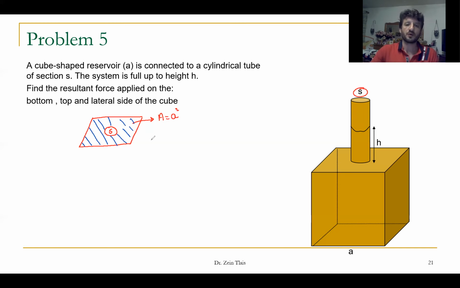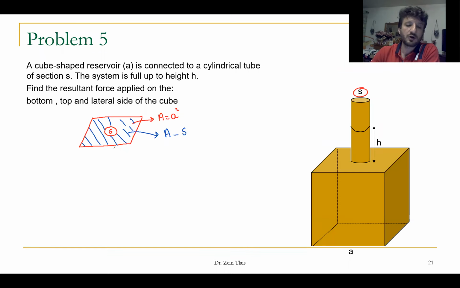Okay, we can say the blue area equals the total minus the small area. Okay, the total one minus the small one. This is the area where we have the applied force on the top of the cube. Now let me start the calculation.